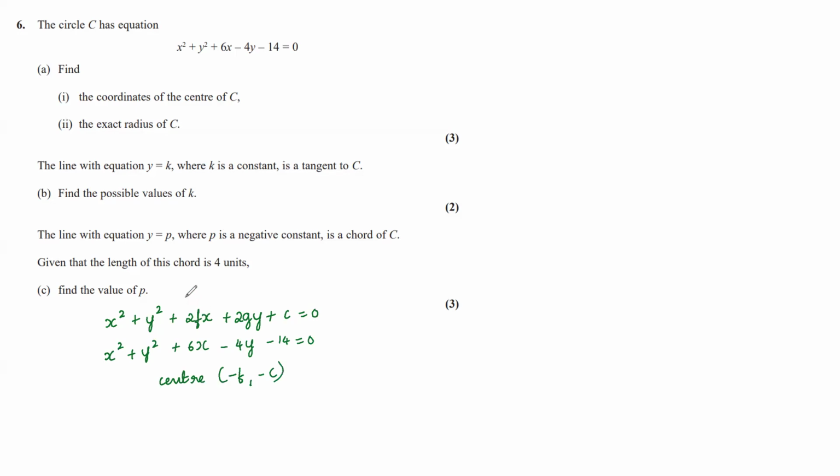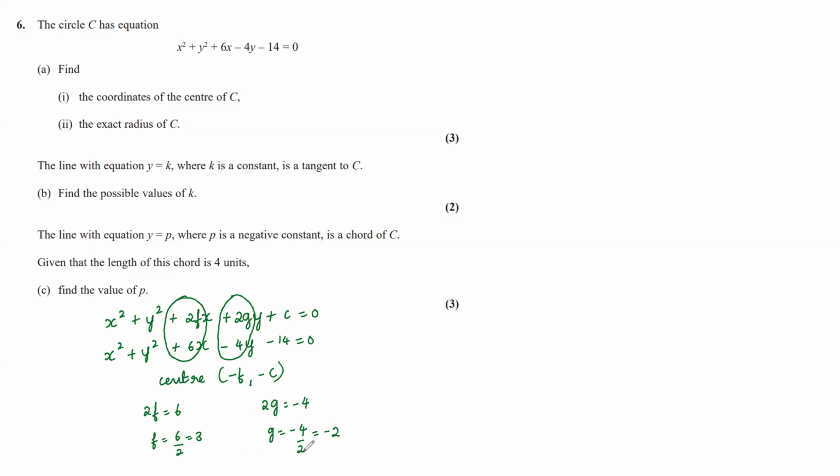So when we compare this, we will get 2f is equal to 6. So f will be equal to 6 divided by 2, which is 3. Now again, when we compare this, we will get 2g is equal to minus 4. So g will be minus 4 divided by 2, which is minus 2.